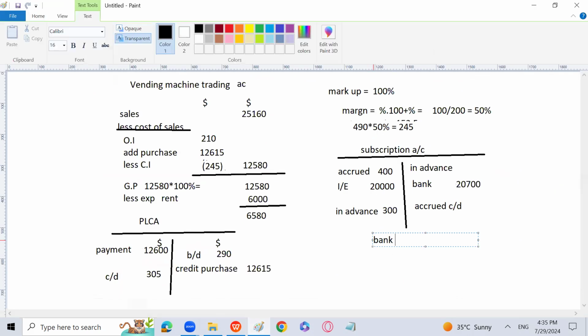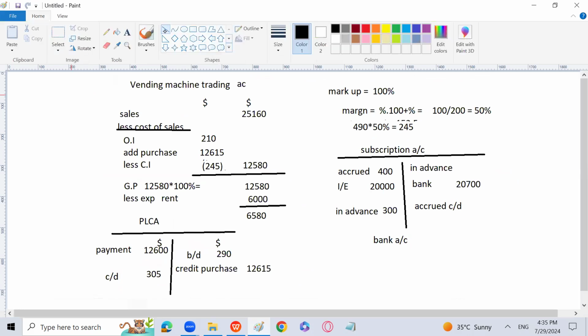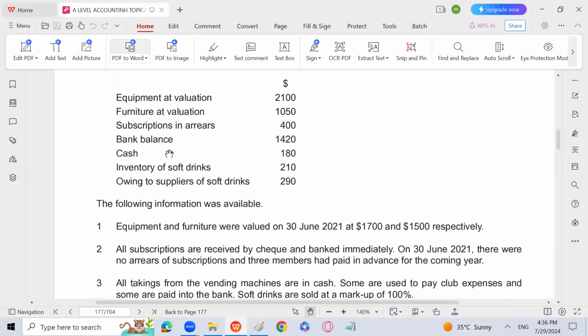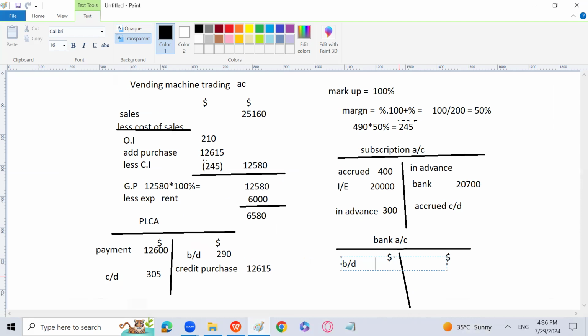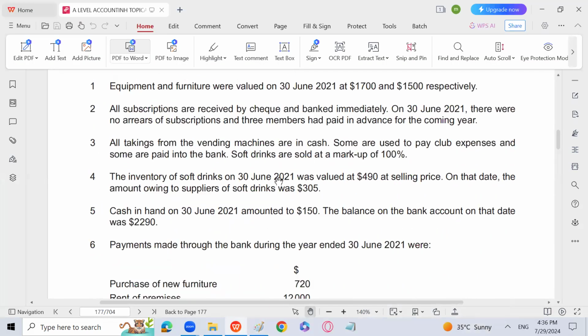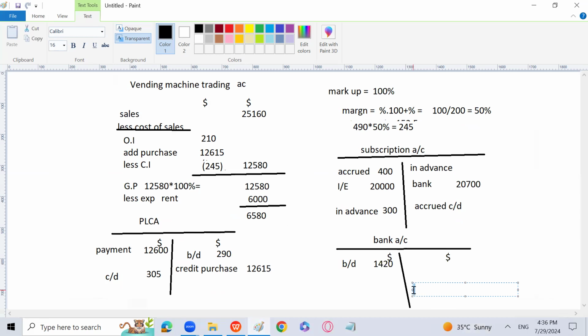Let me prepare the bank account to find the cash takings banked. Here I am going to write the brought down, which is given in the question already. The brought down of bank balance is 1420. I will write over here 1420. Then I'm going to write the carried down of bank. The balance on the bank account on the date was 2290. So carried down is 2290. I'll write over here.